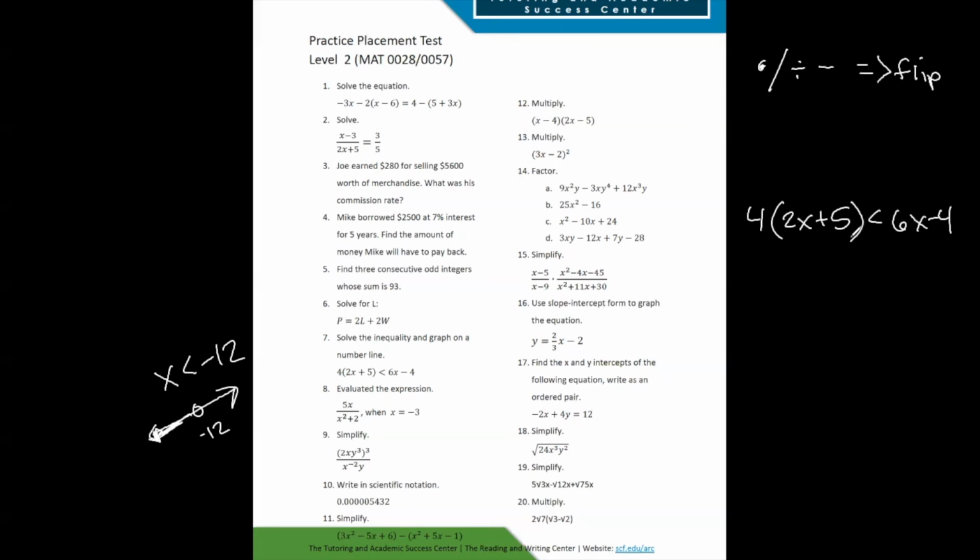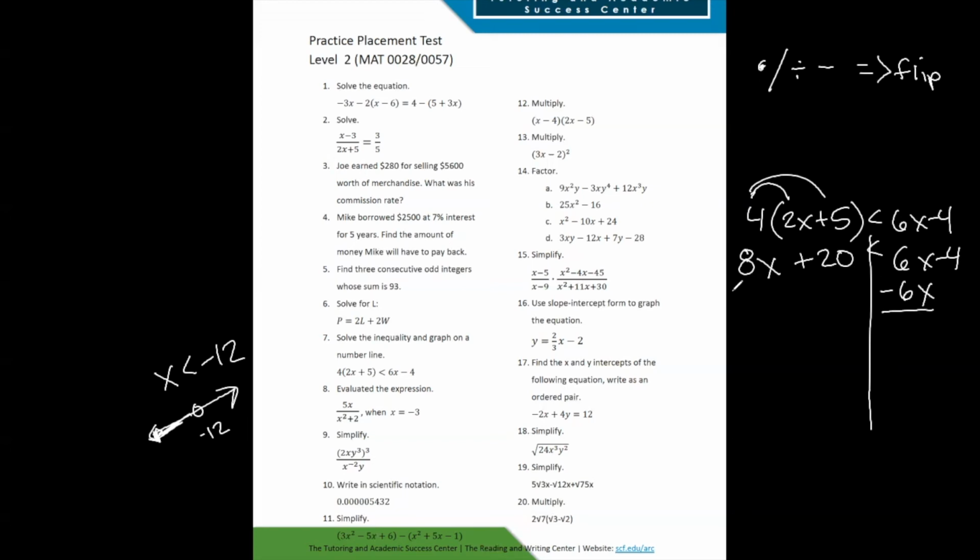The first thing I'm going to do is simplify both sides. The 6x minus 4 is good, but on the left-hand side, it looks like I can't do anything inside the parentheses, so I'm going to distribute. 4 times 2x is 8x. 4 times 5 is 20. From here, even though I have an inequality symbol, I'm still going to draw that wall to remind myself I have a left side and a right side. With inequalities, it's really important to always bring the variable to the left side.